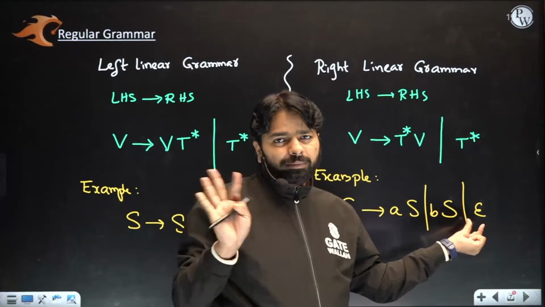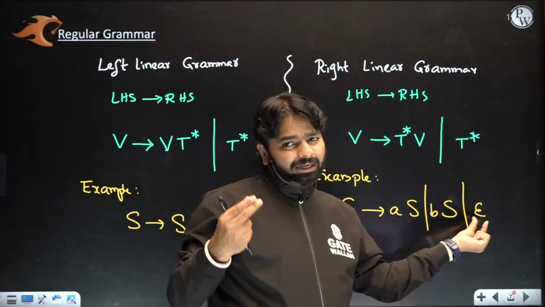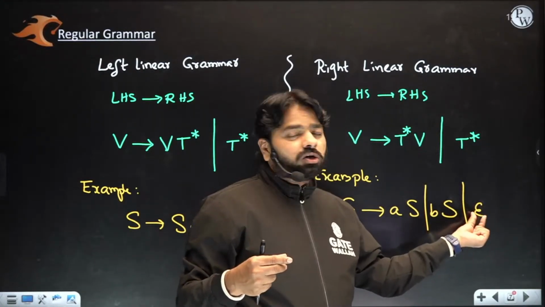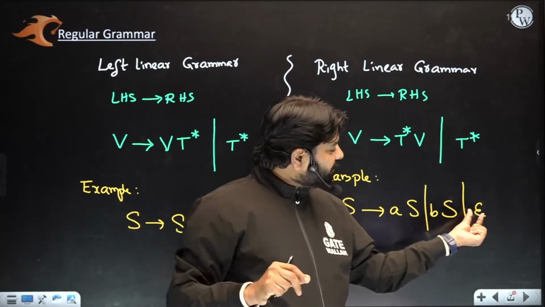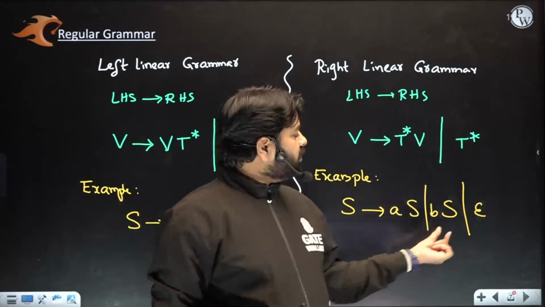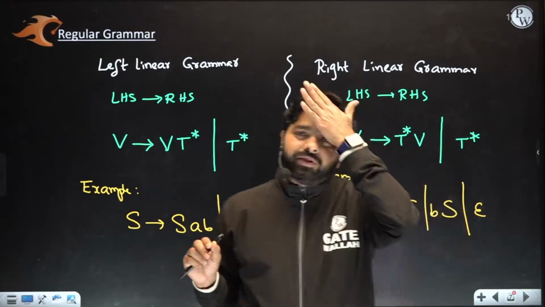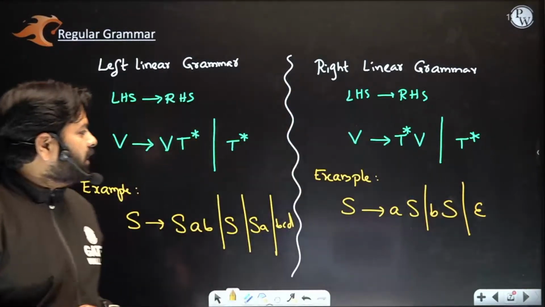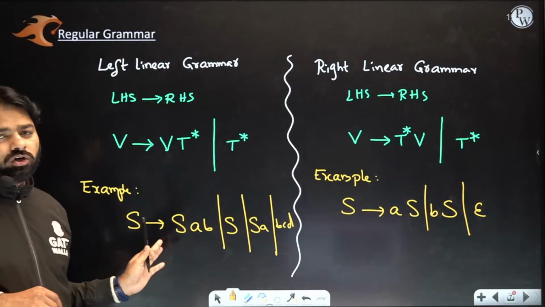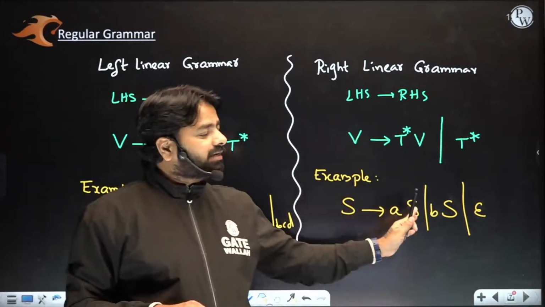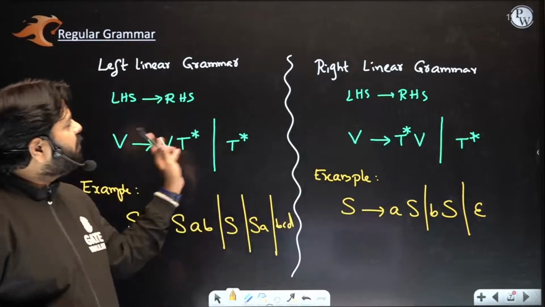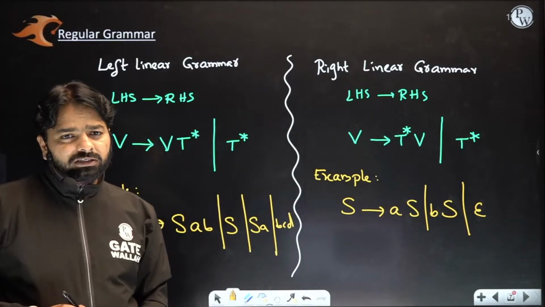Even though epsilon is not a terminal, epsilon represents the empty string, you know that. So this is also called a null rule, because when the rule has no symbols, you can call it a null rule. So this is the definition of the LLG, and this is the definition of RLG. Now let's go further, practicing these two grammars.